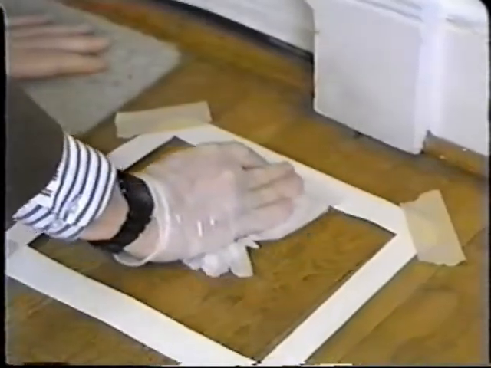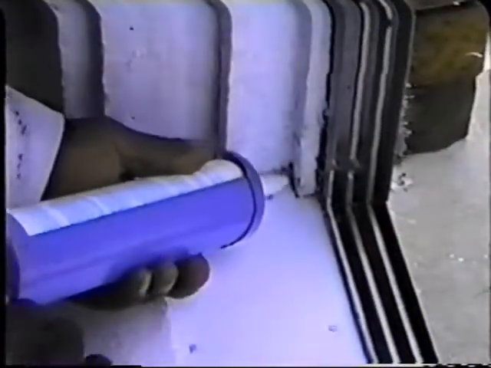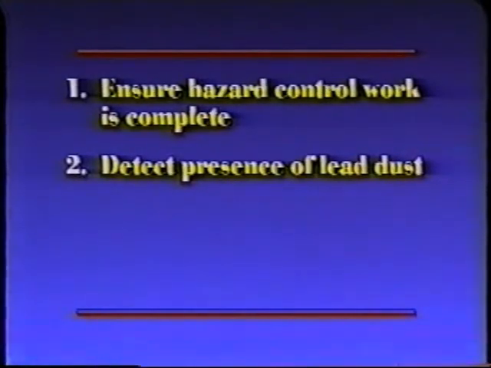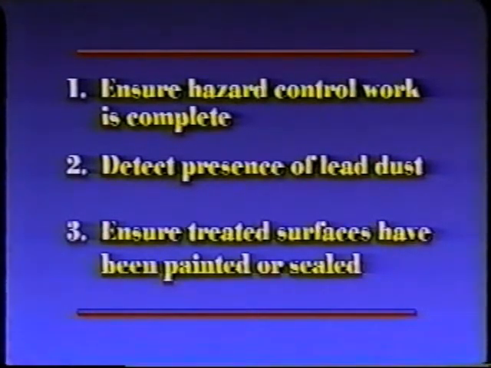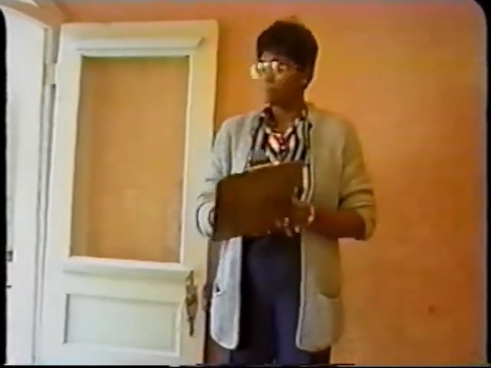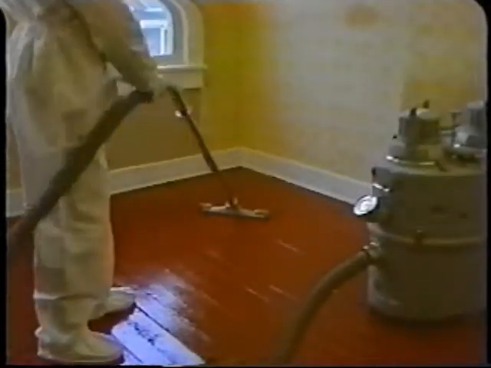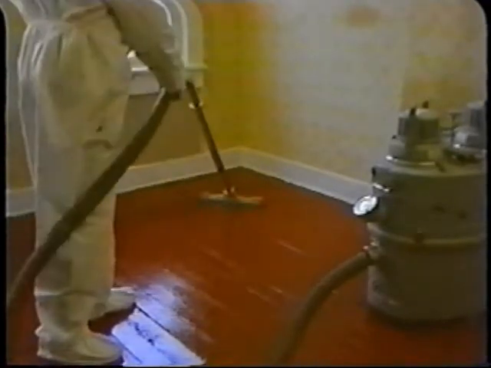Clearance is required as the final step in all abatement projects and is recommended at the conclusion of interim controls. Clearance has three purposes: to ensure that the lead hazard control work is complete, to detect the presence of lead dust, and to make sure that all treated surfaces have been repainted or otherwise sealed. The final clearance evaluation must be performed by a certified inspector or risk assessor. It should take place at least 1 hour after the final cleaning to allow airborne dust to settle.